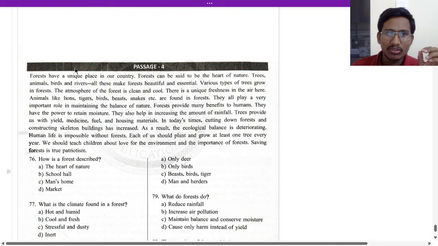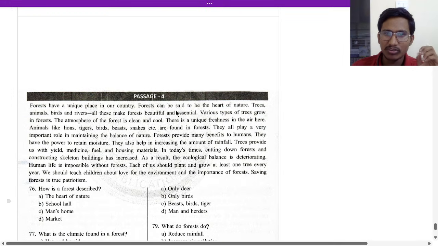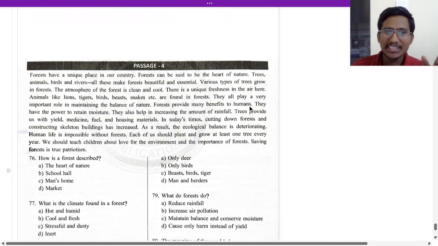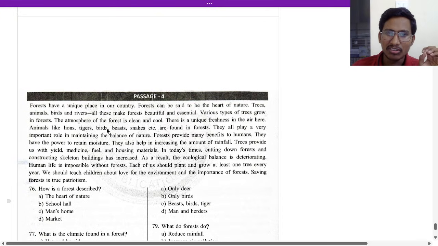Forests have a unique place in our country. Forest can be said to be the heart of nature. Trees, animals, birds, and rivers, all these make forest beautiful and essential. Various types of trees grow in forest. The atmosphere of the forest is clean and cool. There is a unique freshness in the air here. Animals like lions, tigers, beasts, birds, snakes, etc., are found in the forest. They all play a very important role in maintaining the balance of nature.